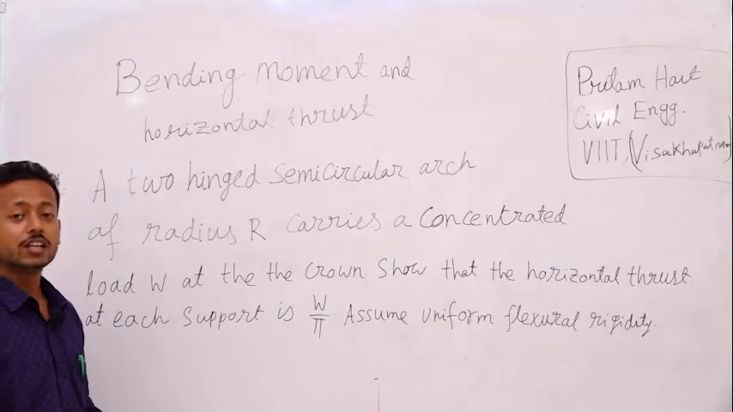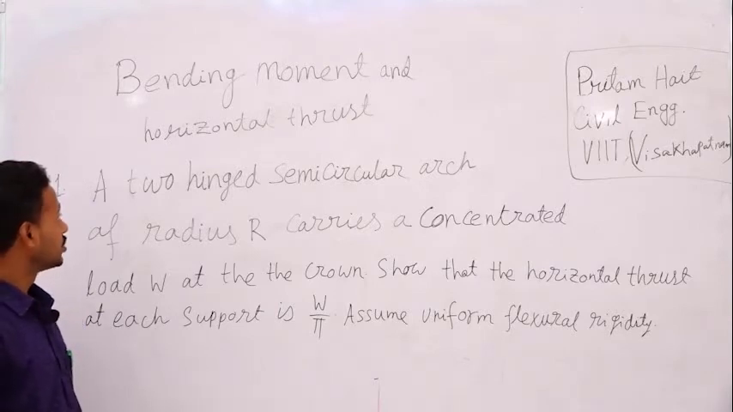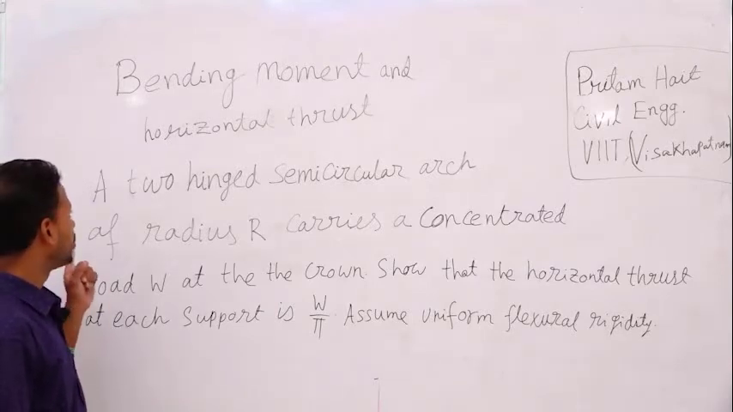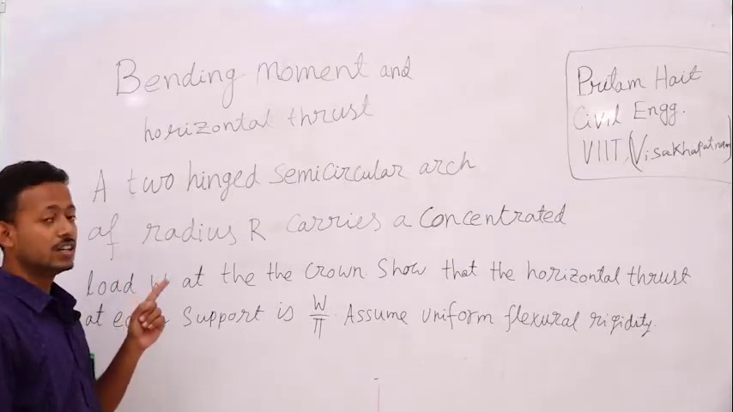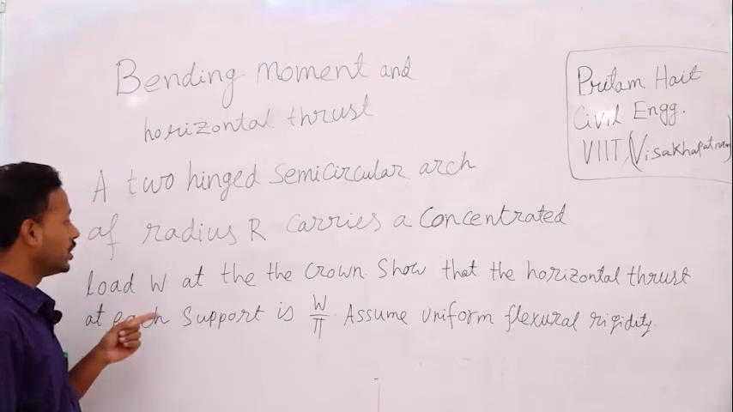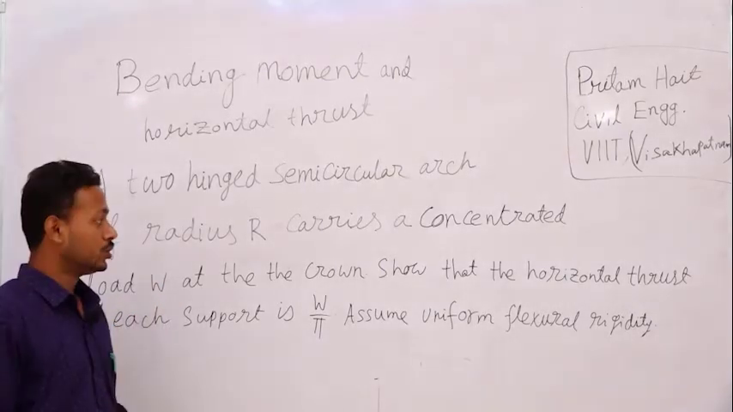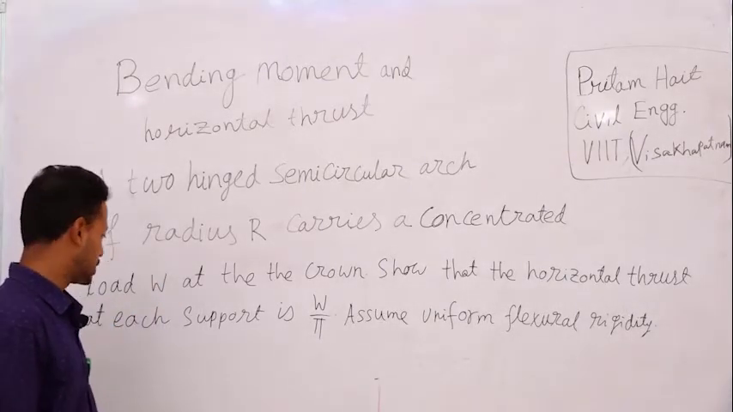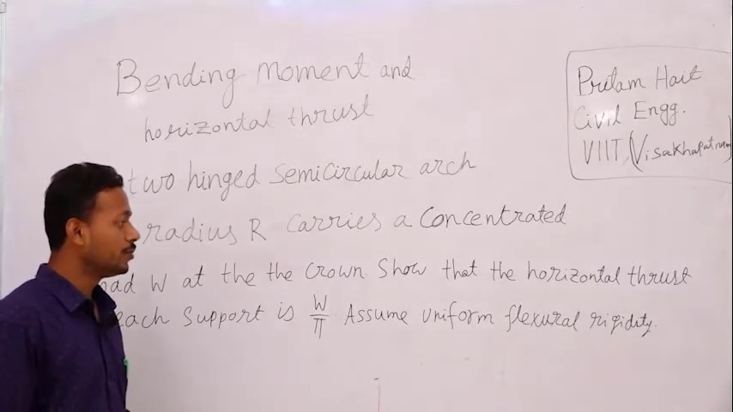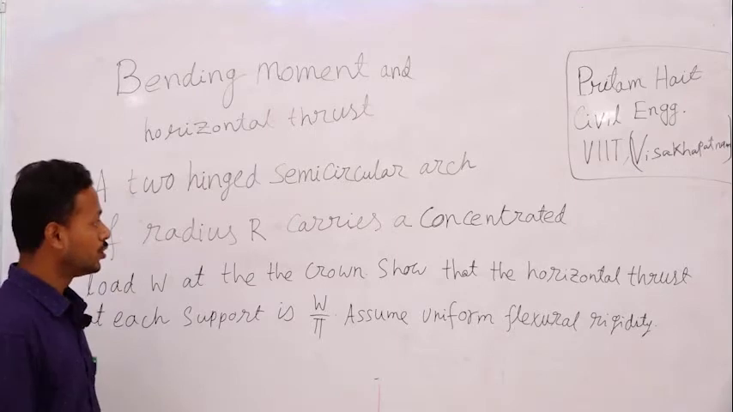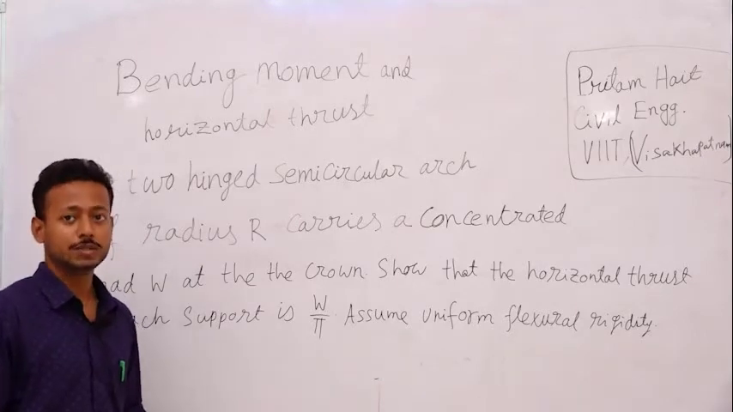A numerical is given to solve: a two-hinged semicircular arch of radius r carries a concentrated load W at the crown. Show that the horizontal thrust at each support is W by pi. Assume uniform flexural rigidity. So let me draw the semicircular arch.